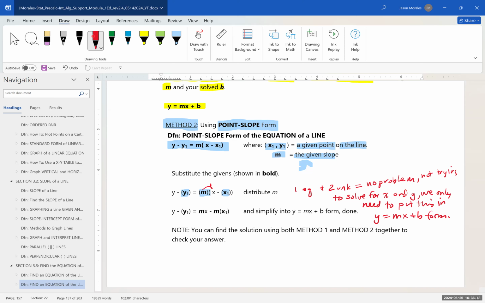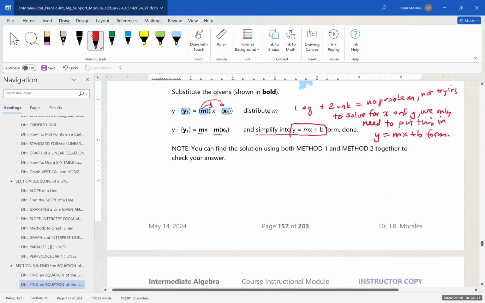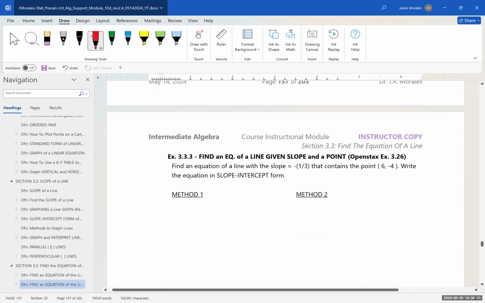You distribute the m to both terms inside the parentheses, and that's what we've done here. You combine like terms, and that allows you to simplify it into the slope-intercept form, and you're done. What we'll do next is an example using both methods.